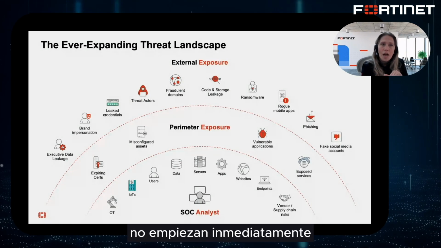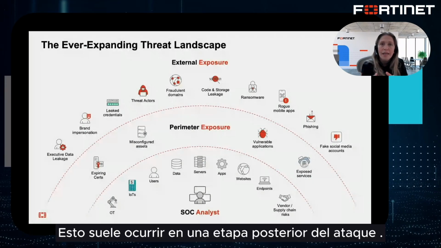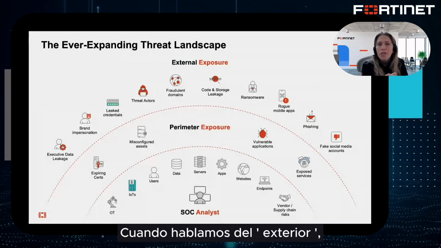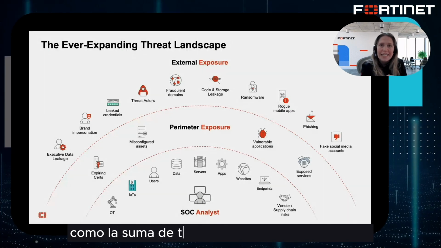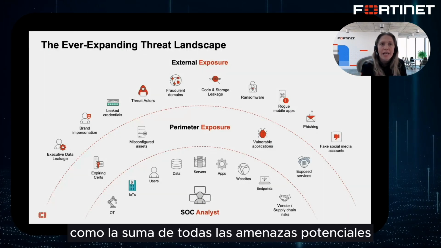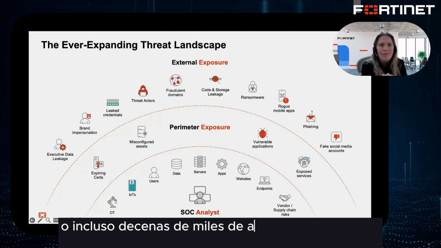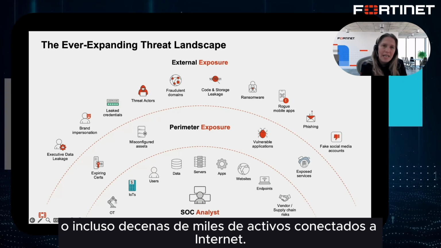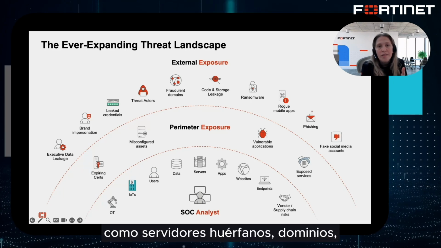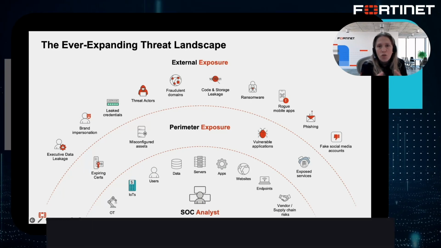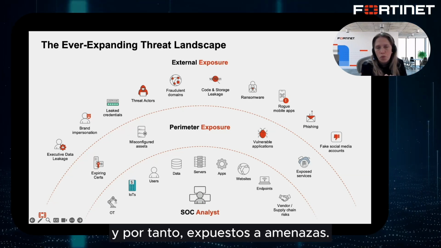And they don't start by immediately hacking an organization. This usually happens at a later stage in the attack. When we talk about the outside, we mean the external attack surface is the sum of all potential threats and access points into your environment. It includes thousands or even tens of thousands of internet facing assets. Some of these assets are known, but others are unknown, like orphaned servers, domains, IT infrastructures that might be unpatched or misconfigured and therefore exposed to threats.